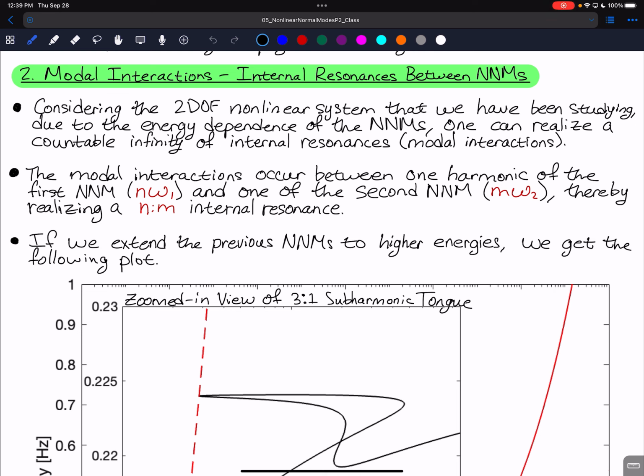And what we'll end up being able to find is that you can realize a countable infinity of internal resonances or modal interactions. And so each of the nonlinear normal modes will have harmonics associated with it, so oscillations that occur twice, 3 times, 4 times, etc. its frequency, as well as superharmonics as well. And because of those extra harmonics, we can end up realizing some commensurate integer relationship between the 2 nonlinear normal modes, which then leads into the internal resonance, which we studied in the multi-degree of freedom system with multiple scales.